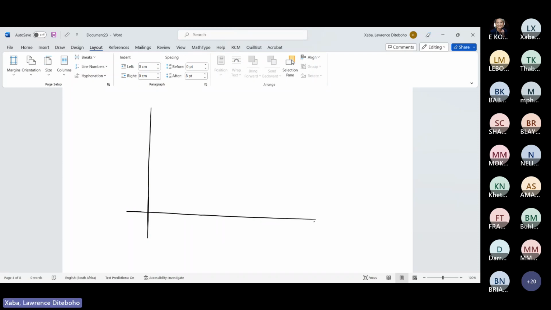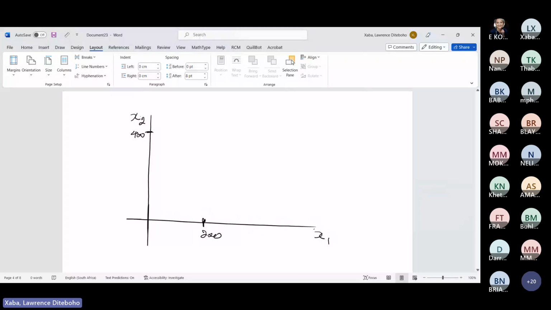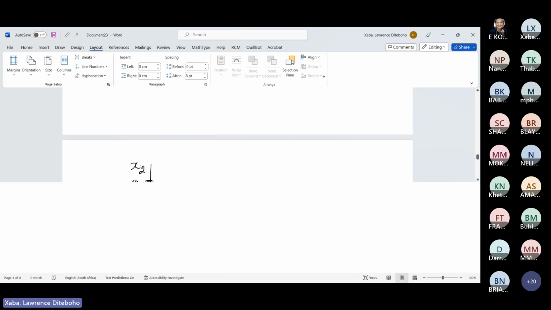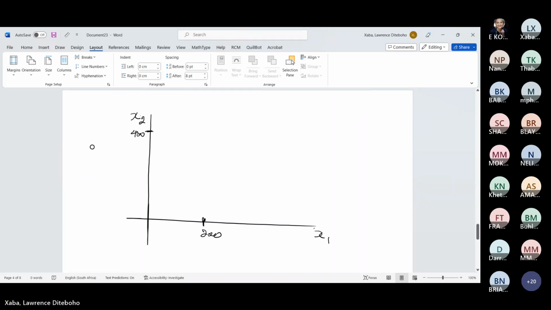So here is our graph. We have x1 on this side and we have x2. So we said the first equation is made up of 400 and 200. Just put it here, 400 and 200. Then our 200 will be somewhere here. And the second one, if I remember well, yes, we have 300. Put our 300 somewhere here, and it goes with 400.